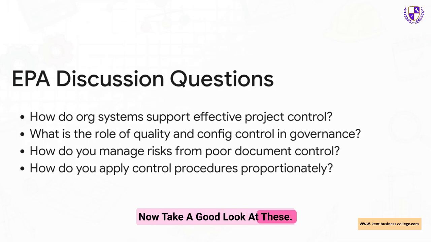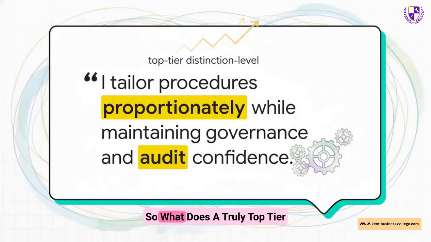Now, take a good look at these. They're not just asking for definitions, are they? They're asking you to apply and connect ideas. They want to know how you link your company's systems to project control, how control connects to governance, and how you turn risk into action. Think about it for a second. How would you answer these right now? So what does a truly top-tier answer actually sound like?